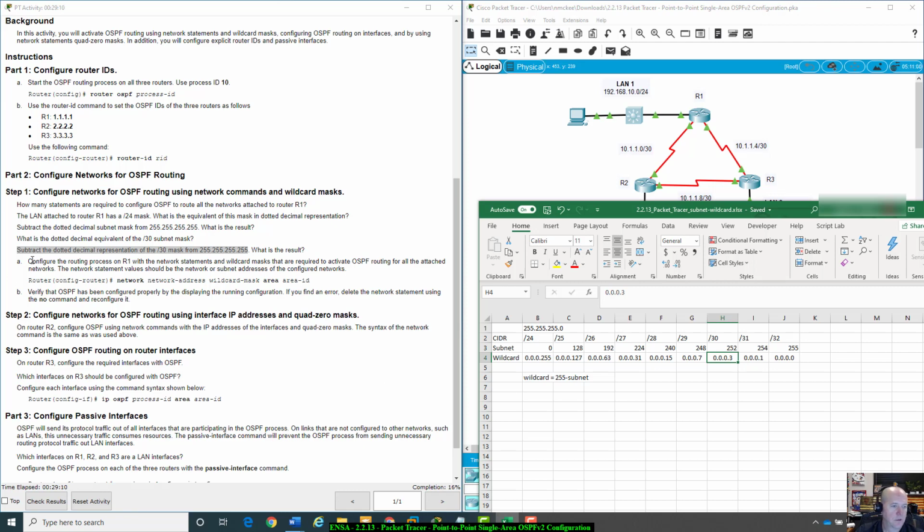All right. Configure the routing process on router 1 with the network statements and wildcard masks that are required to activate OSPF routing for all the attached networks. The network statement values will be the network or subnet addresses of the configured networks. Just be careful though, because see how it asks for the network portion, network address, wildcard mask, area, and area ID. So it's a lot of stuff in there.